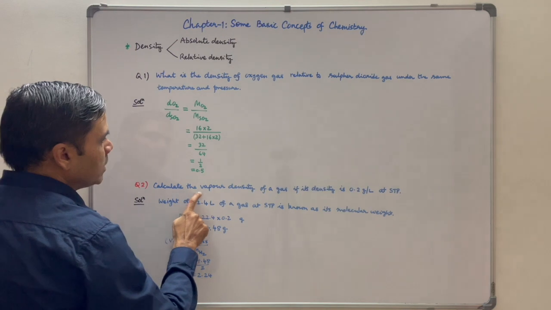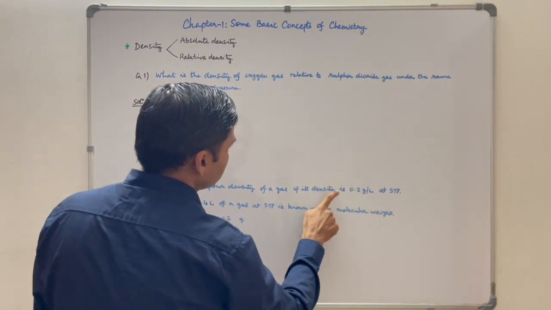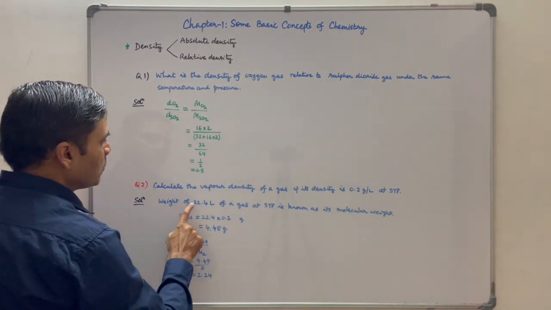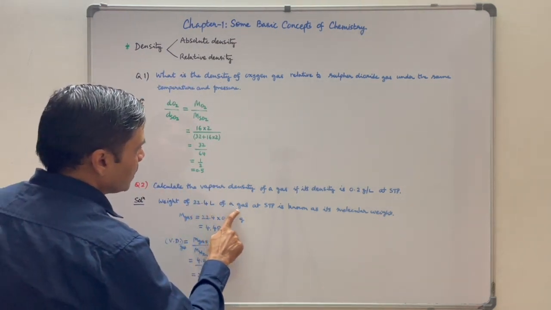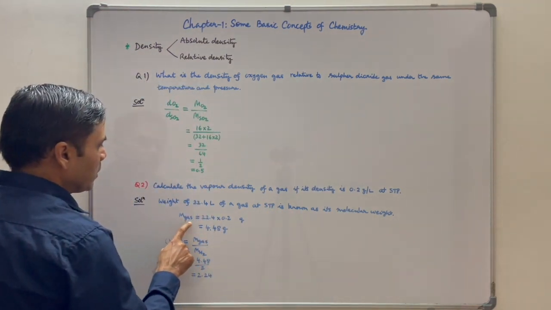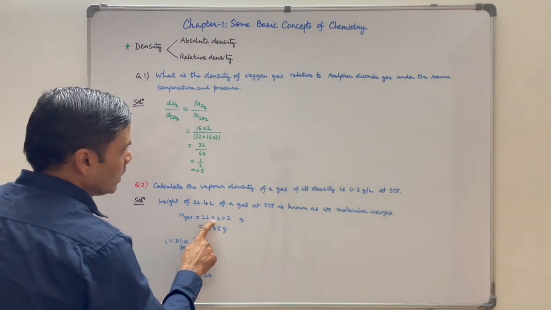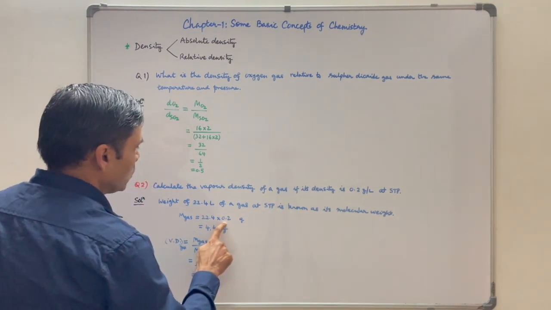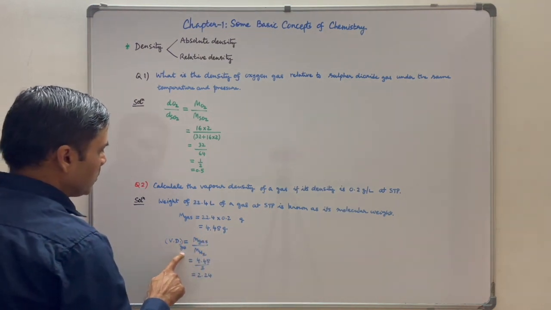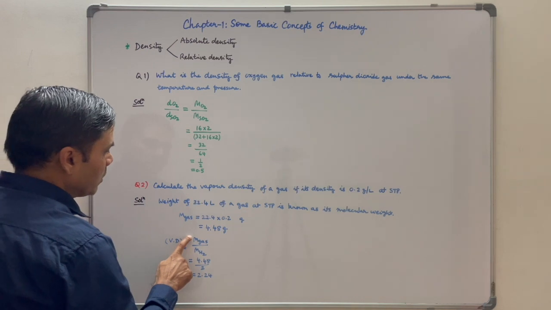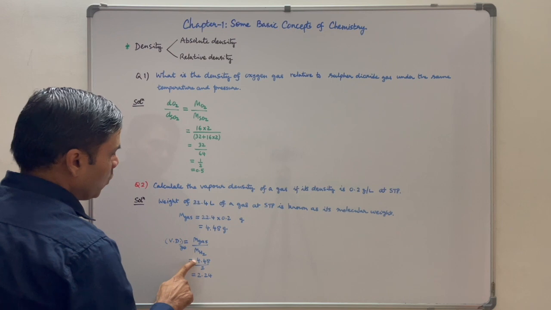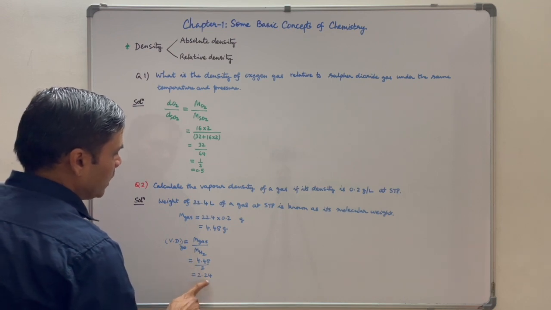Second question, calculate the vapor density of a gas if its density is 0.2 gram per liter at STP. We know that weight of 22.4 liter of a gas at STP is known as its molecular weight. So molecular weight of the gas is 22.4 into density, that is 0.2. That comes out to be 4.48 gram. So vapor density of the gas is defined as molecular weight of the gas upon molecular weight of hydrogen gas. So it will come out to be 4.48 upon 2, that is 2.24.